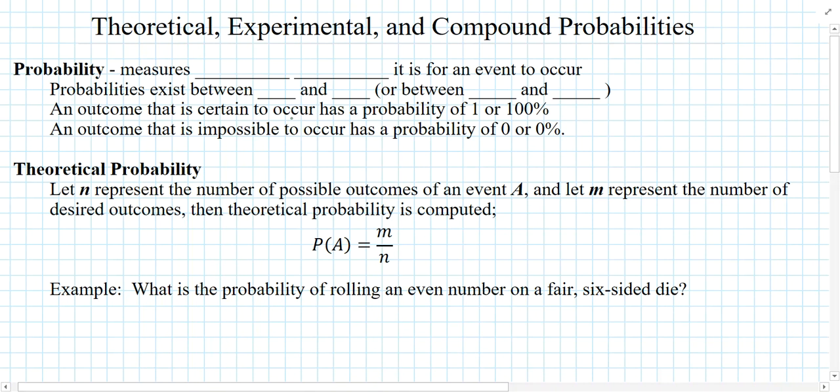Hello. In this video, I would like to share with you different ways to measure probabilities of events. You should recall that probability measures how likely it is for an event to occur. Probability is reported with decimal values between 0 and 1, which can also be recorded as percentages between 0% and 100%.